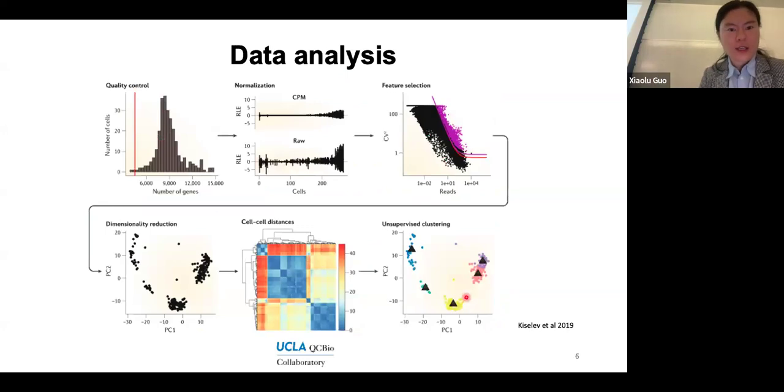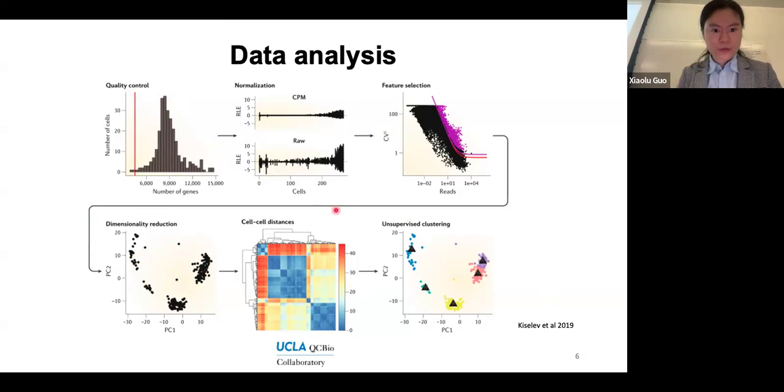Okay. And so this is a data analysis pipeline, which we will go over one by one today. The first part is going to be quality control, then normalization and selecting genes, and principal component analysis to reduce the dimension, and then calculate the distance for clustering.